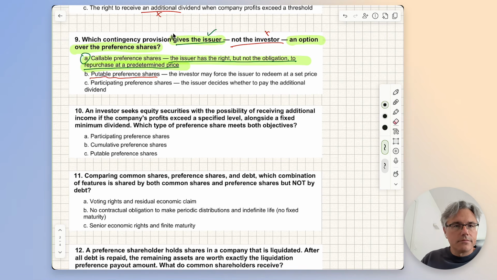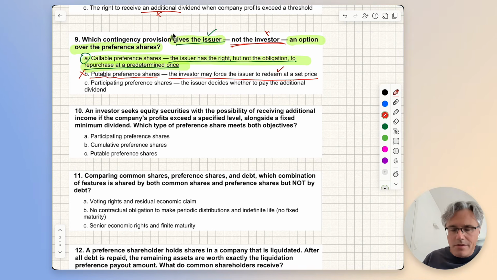Well, it's once again the correct answer here. This is a description of what puttable shares are. This itself is correct, but the answer is incorrect because it's an option held by the investor, not the issuer. And what about the final one?